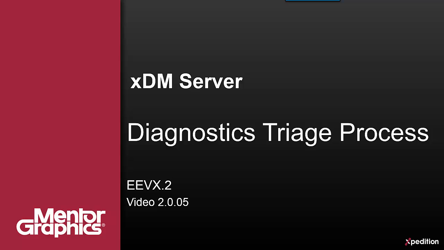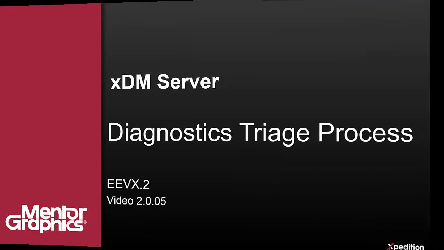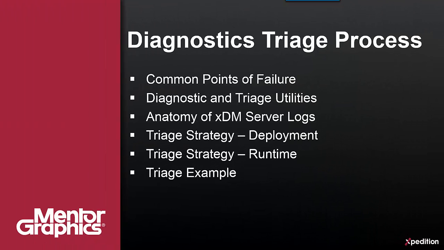In this video, I would like to get you familiar with the tools that you have to triage issues that might arise. Our agenda will start with the common points of failure. We will review all the available utilities for triage and the diagnostics that the XDM server provides. We will also review the anatomy of the log files in case you want to have a deeper insight into a problem. We will then discuss triage strategy during deployment and runtime. Finally, we will show an example of such a triage session.